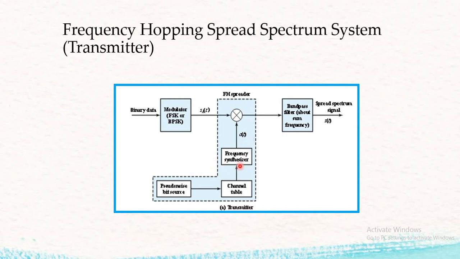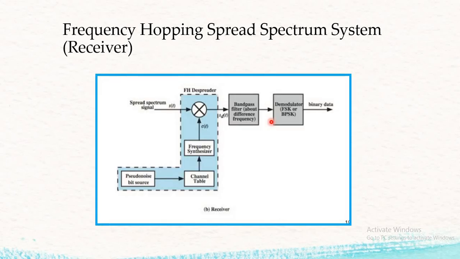This frequency is again applied with the BPSK signal, and then it will generate the output. Now the output is given to the bandpass filter. What will the bandpass filter do? The bandpass filter passes only the sum frequency. It will remove the difference frequency, as we are taking the addition of these two frequencies. Therefore the bandpass filter is used over here.